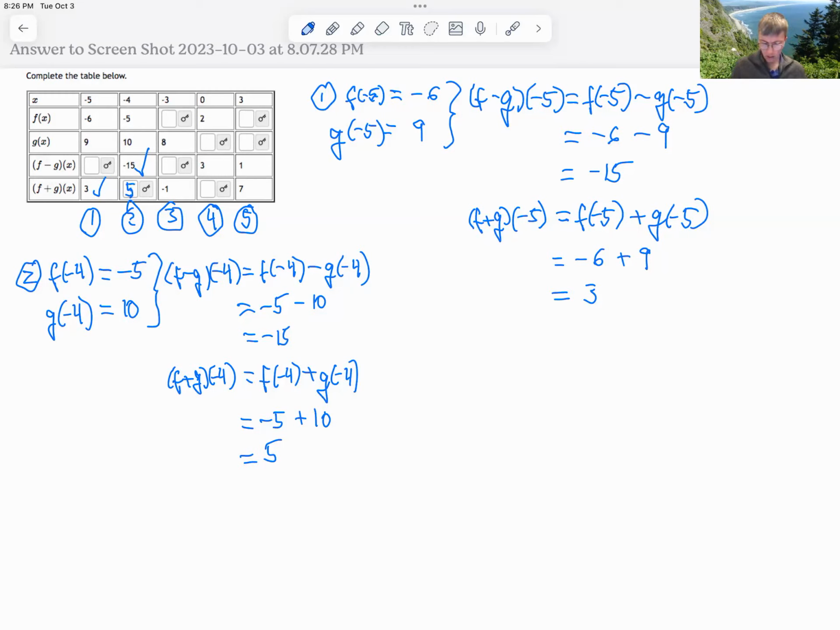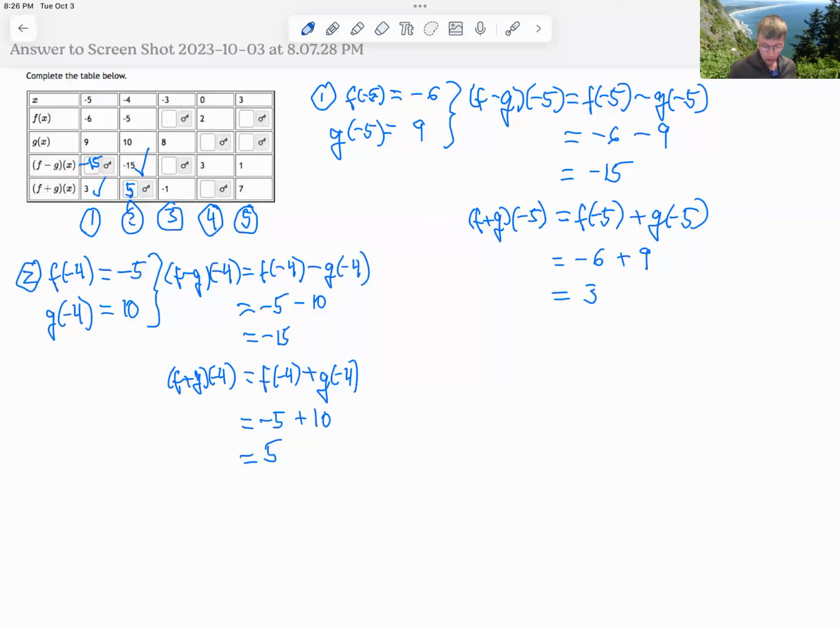5. And the other one, what did I have? The f minus g was -15. -15 was the answer, yeah. So those are the first two columns. They were relatively straightforward. Now we'll have to start going a little bit backwards.